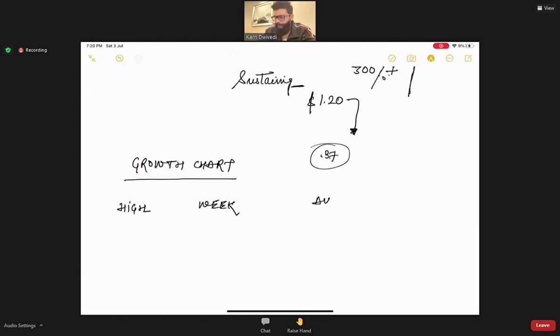Let's have an assumption here. Last week, before the announcement, the price was $0.37. After the announcement, let's not say last week. Before announcements and after announcement.